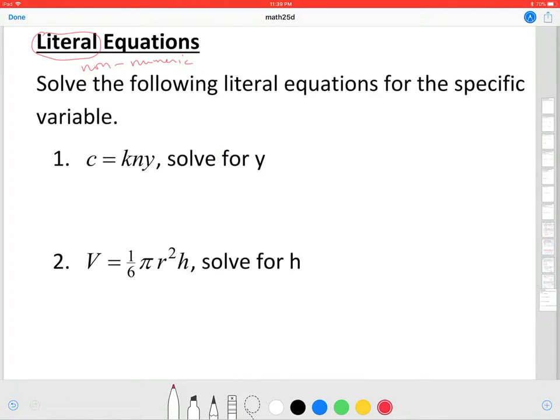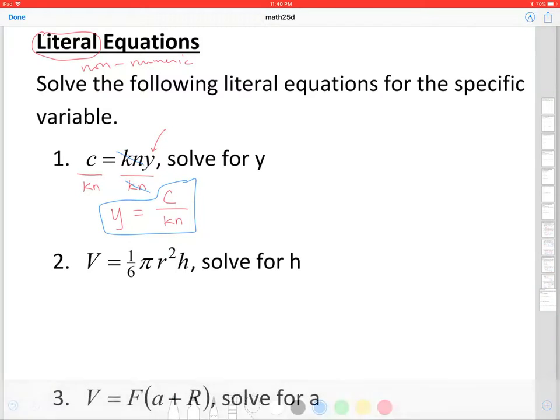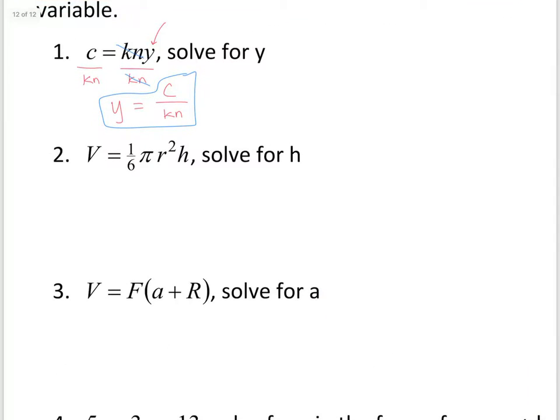Here is our variable y, and of course we have k and n multiplying it. So in order for us to remove the k and n, we need to divide. Of course, what you do to one side, you do to the other side. By doing so, the k and n will cancel out from the right hand side. Now we can rewrite this as y is equal to c over kn. And that's it. We have rewritten the original equation or formula so that y is isolated.